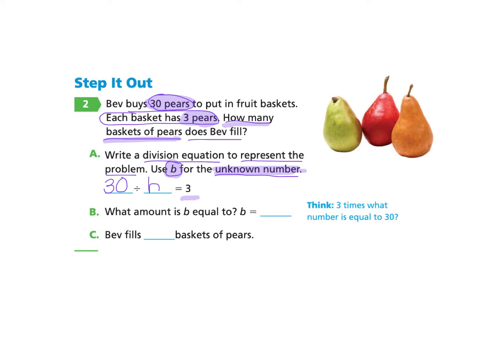Now let's look at part B. What amount is B equal to? And they give us a hint. Think 3 times what number is equal to 30? So you can pause and try this on your own and come back. You can also count by 3s until you reach 30 and count how many times that took. And you will find that B equals 10. And so Bev fills 10 baskets of pears.